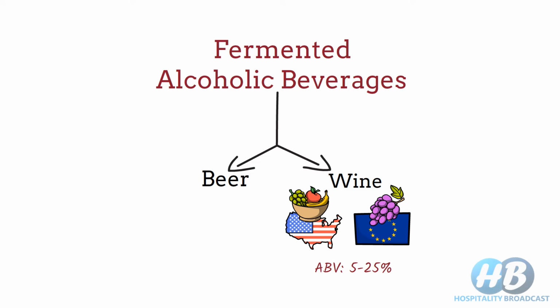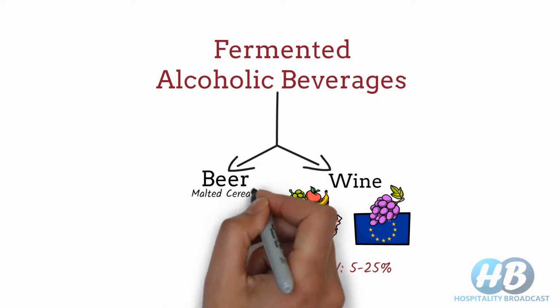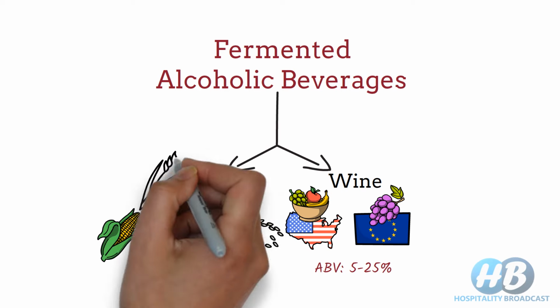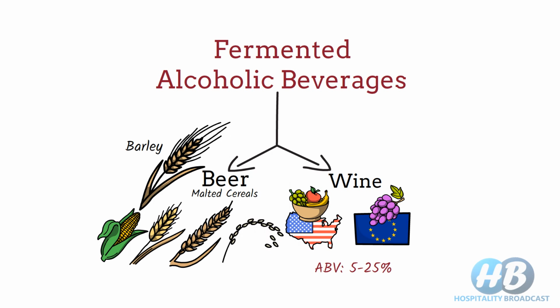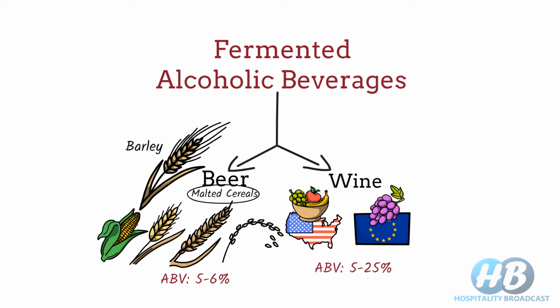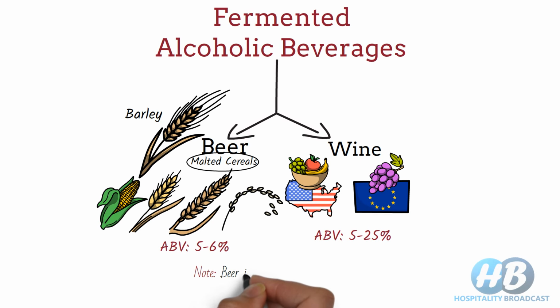On the other hand, beer is prepared by fermentation of malted cereals such as corn, wheat, rye, rice, and the most commonly used cereal is barley. These are generally called fermented malt beverages. For beer, alcoholic percentage is generally 5 to 6%. As beer is produced from malted cereals, it's also called malt beverages. Do note, beer is a malt beverage, but not all malt beverages are beer. For more detail on beer making process, check the I button above.